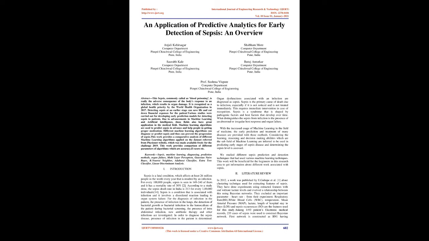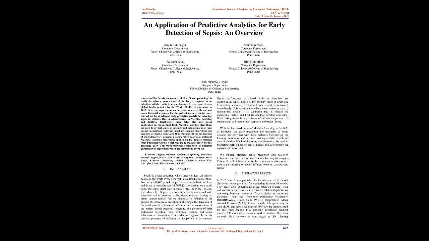Introduction. Sepsis is a fatal condition, which affects at least 26 million people in the world every year, resulting from an infection. For every 100,000 people, sepsis is seen in 149 to 240 of them, and it has a mortality rate of 30%. According to a study, the sepsis death rate in India is 213 for every 100,000 individuals.